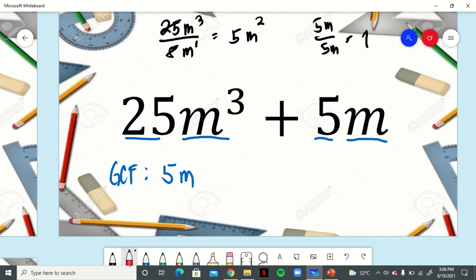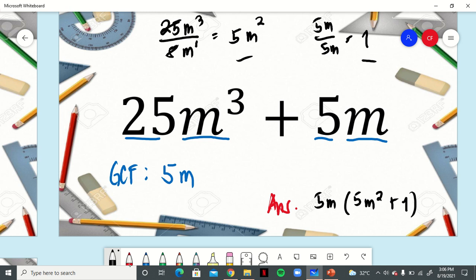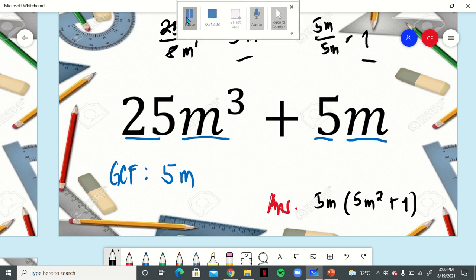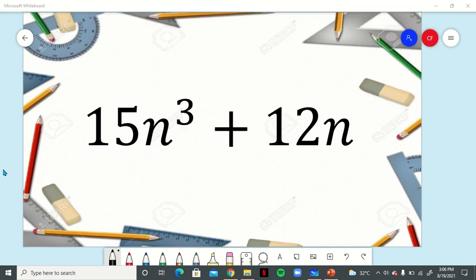Okay? So for the final answer, kopyahin lang natin yung 5m times the quantity of 5m squared plus 1. Okay? Kung ano yung natira dito, siya po yung magiging laman ng parenthesis. Okay? Ayan po yung sagot. 5m times the quantity of 5m squared plus 1. Okay, last example.